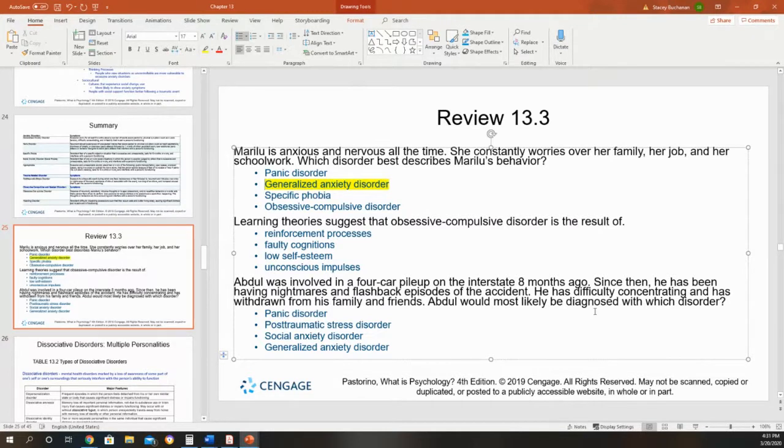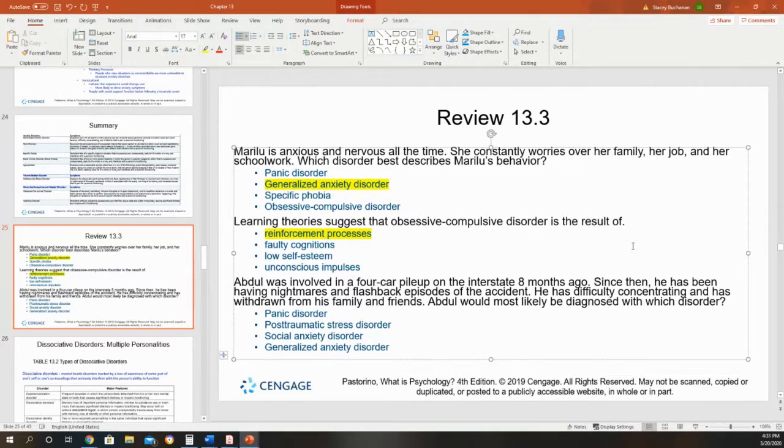Learning theories suggest that obsessive compulsive disorder is the result of faulty cognition. No, that'd be cognitive. Low self-esteem. No, that'd be more humanistic. Unconscious impulses. No, that'd be more psychodynamic or psychoanalytic. Reinforcement processes. Keep in mind, those learning theories, they are about classical conditioning, operant conditioning, and social learning or modeling.